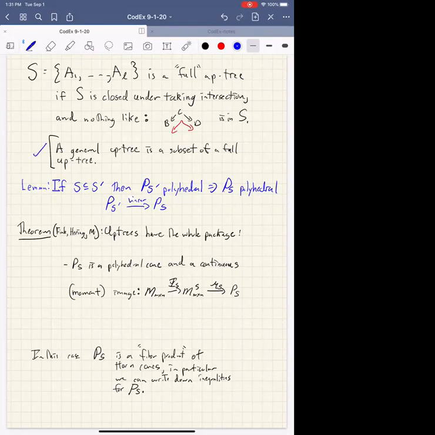And so the first theorem of the talk is that up trees have the whole package. The eigenvalue space is a polyhedral cone, and it's also a continuous moment image of the set of m by n matrices factoring through some mysterious, nice space, the contraction of the m by n matrices along S. Okay, so in other words, this is how you can construct the spectrum mapping. It factors through a moment map.